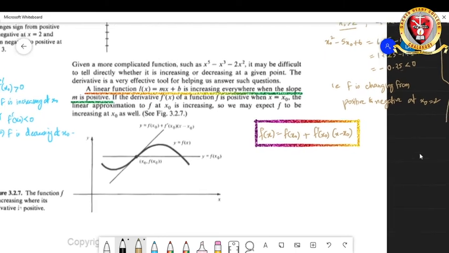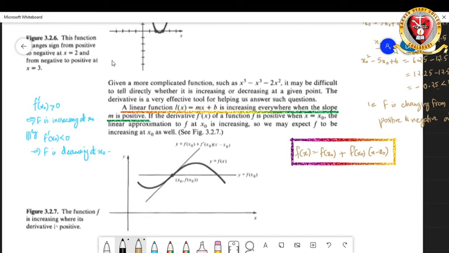And also we had learned that a linear function is of the form y is equal to mx plus b. This y is simply called L of x. You can call it y. This linear function is increasing everywhere whenever the slope is positive. Slope should be positive for the linear function to increase.